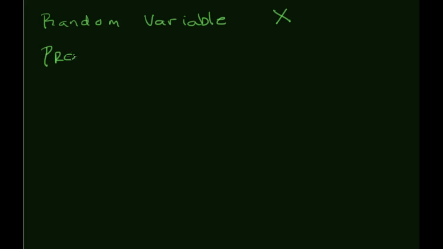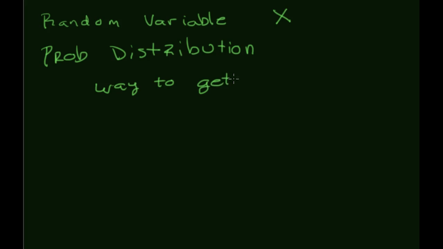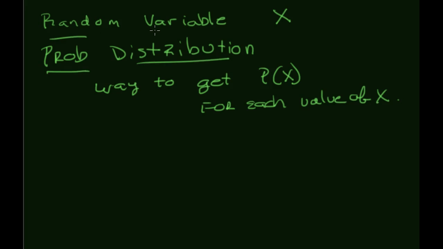What a probability distribution is, it's a way to describe the probability of each possible outcome. So the probability distribution is a way to get the probability of x occurring for each value of x. So once I have that, I have a probability distribution.